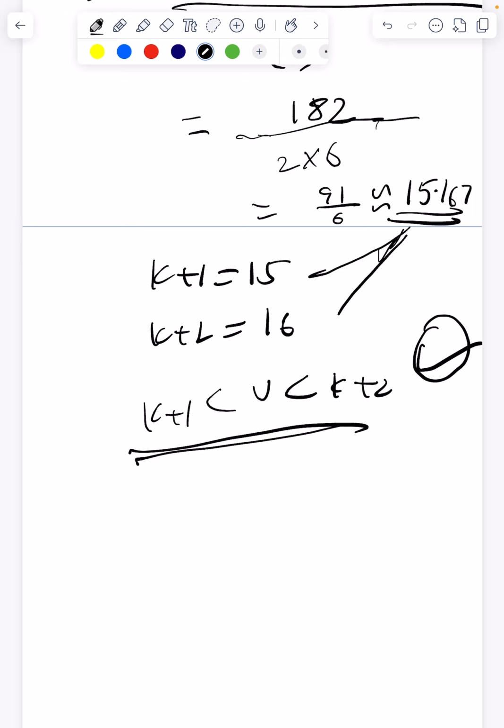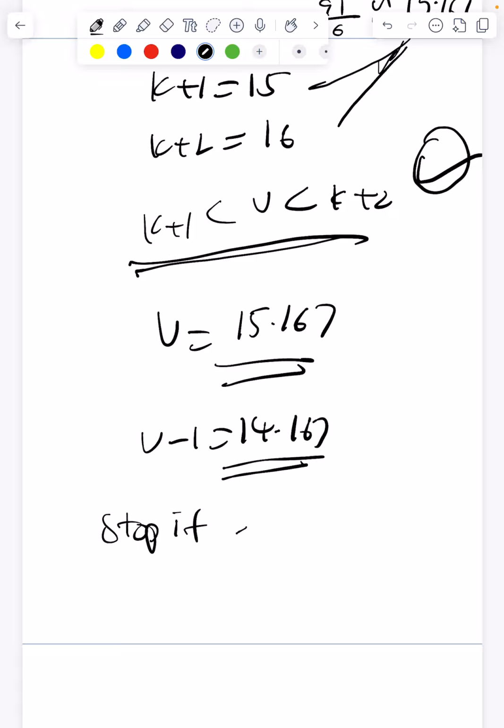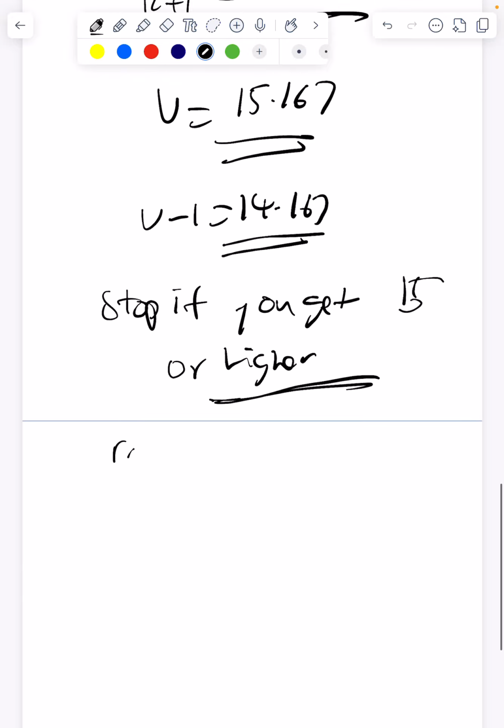So in this case, the value of V would be 15.167, right? So what does that give us? Under optimal play, V minus 1 would be 14.167, right? So under optimal play, you would stop if you get 15 or higher, and you would roll again if you get something lower than 15, right?